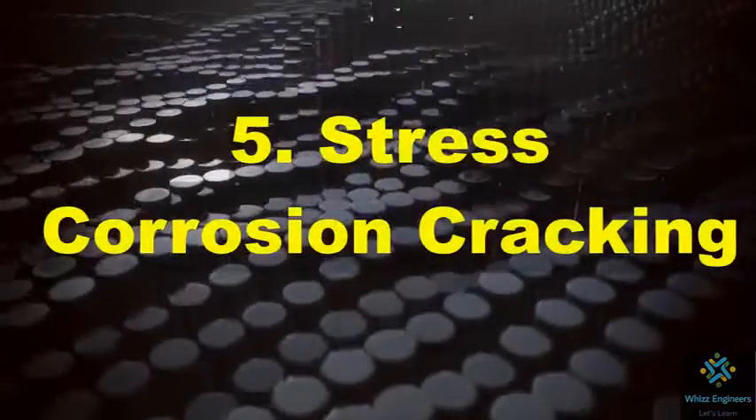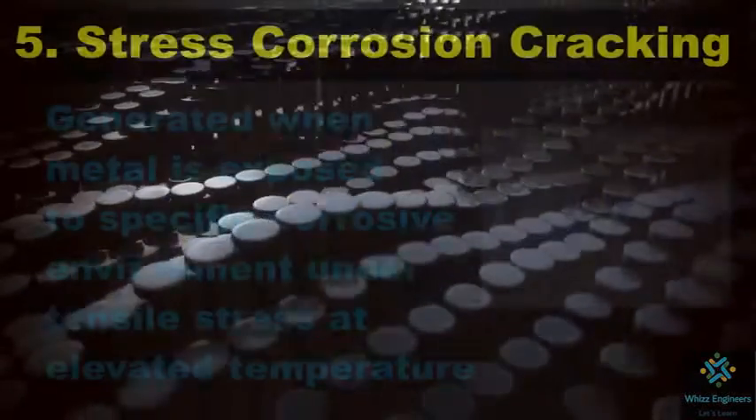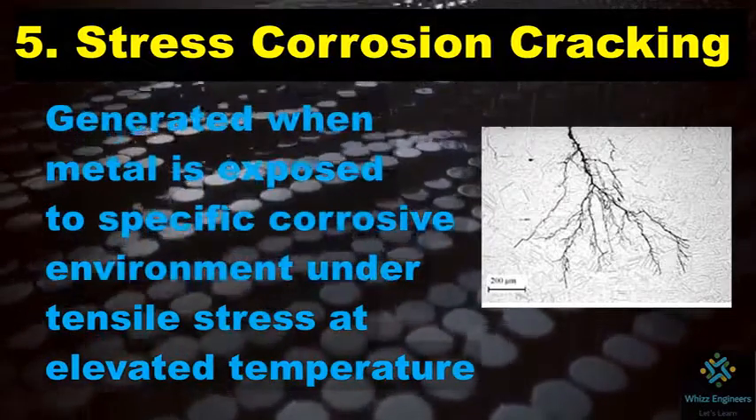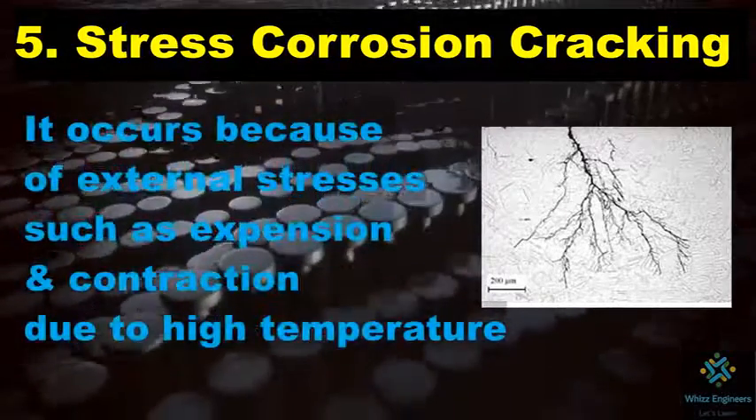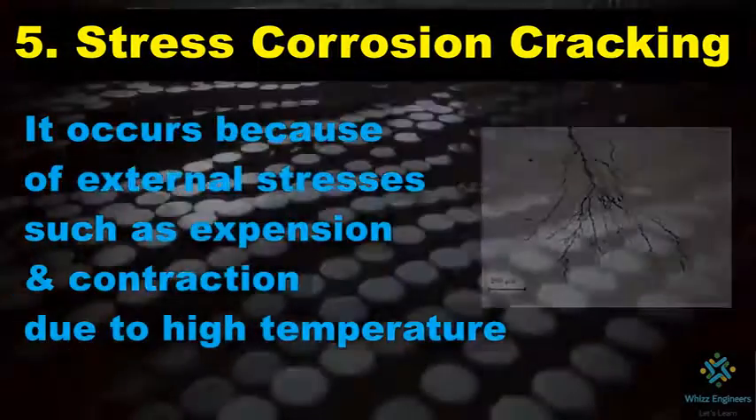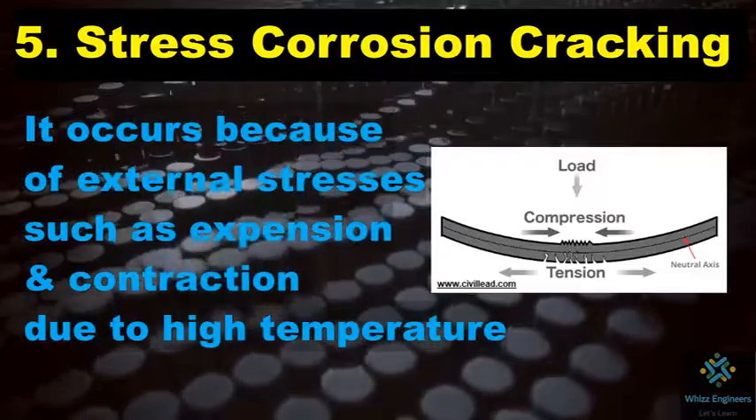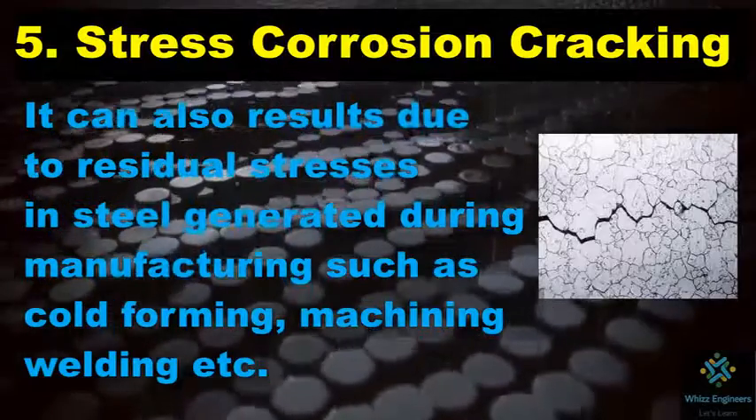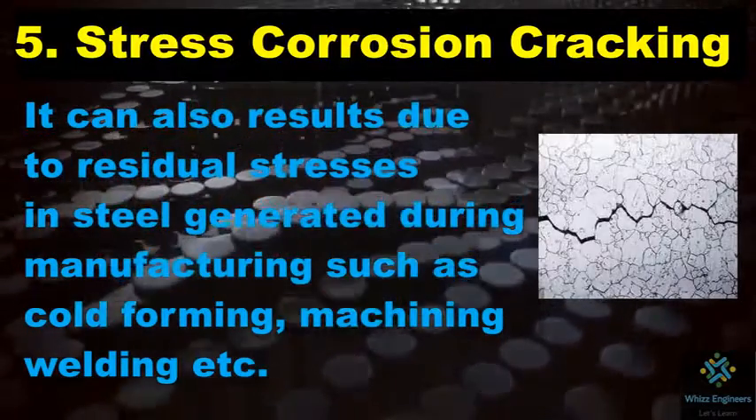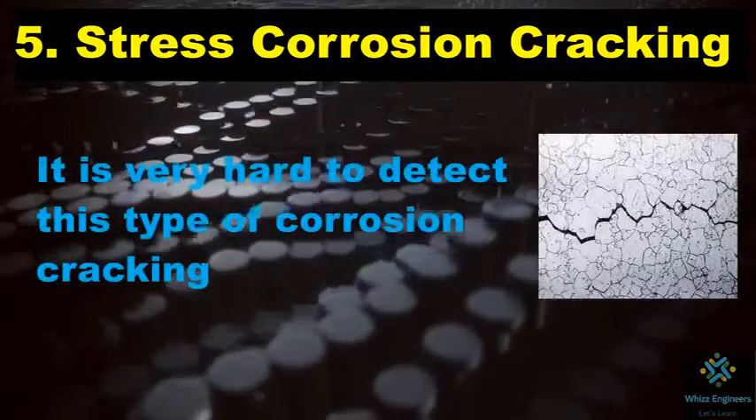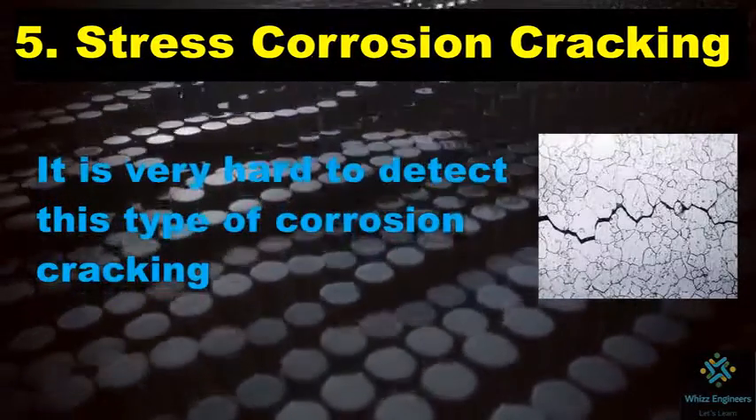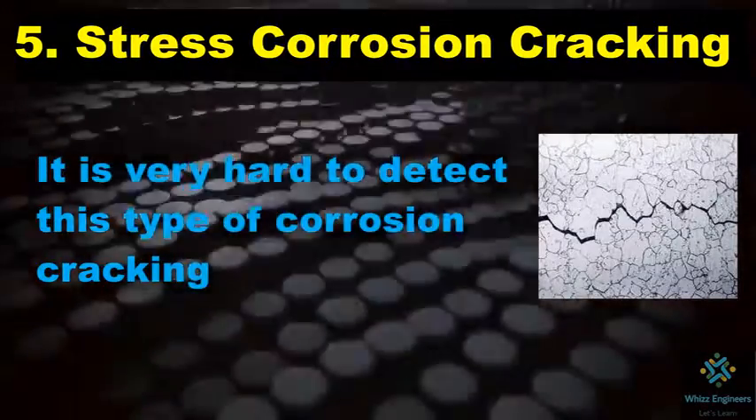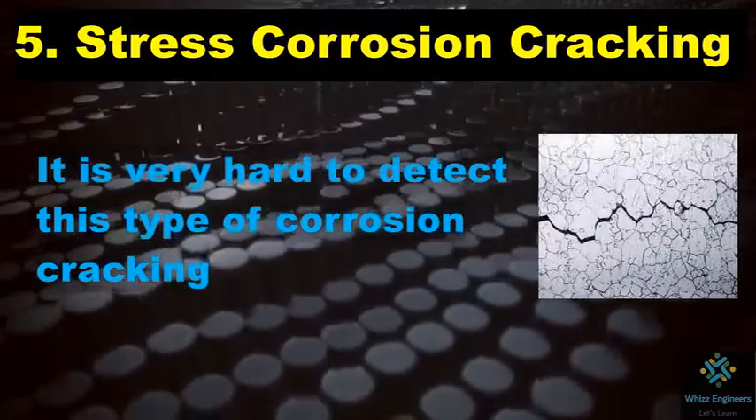Now the fifth one is stress corrosion cracking. Stress corrosion cracking is generated when a metal is exposed to a specific corrosive environment under tensile stress, often at elevated temperatures. It occurs because of external stresses such as expansion and contraction due to high temperatures, or it can also result from residual stresses generated inside the steel during the manufacturing process, such as cold forming, machining, welding, etc. Stress corrosion cracking can be very hard to detect as the majority of the surface remains unaffected, but very fine cracks develop in the microstructure of the metal that can lead to more cracks.